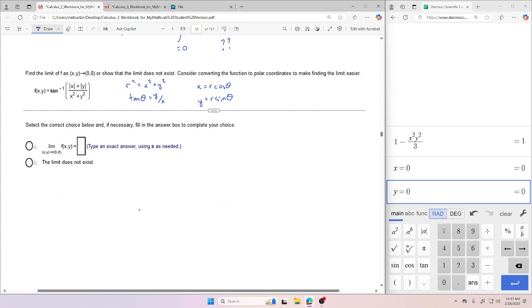I think y'all are probably okay saying that that's r squared down there, same as last time. And then I plug in for my x and y. So basically I'm saying the limit as r goes to 0, just like last time, of the arctan of r cosine theta plus r sine theta, all over r squared.